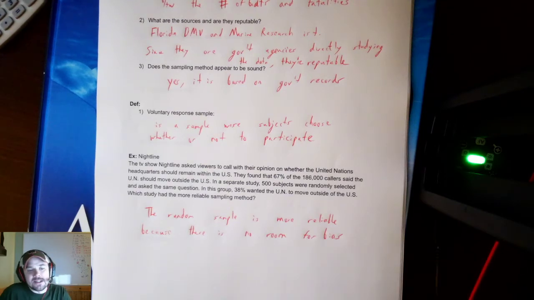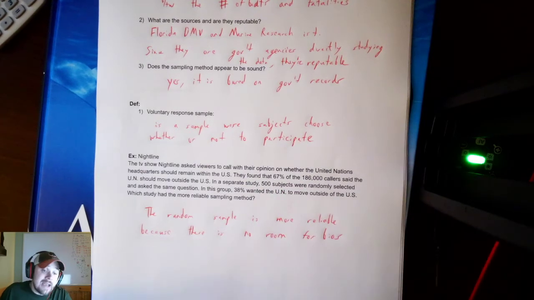Voluntary response samples automatically create bias. So keep that in mind moving forward. If subjects elect to participate, it automatically leads to bias. Random is always better because it's totally random who is in the sample. There's no room for bias. It's random, right? Notice the number doesn't really matter as much.